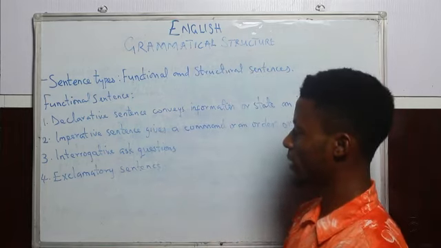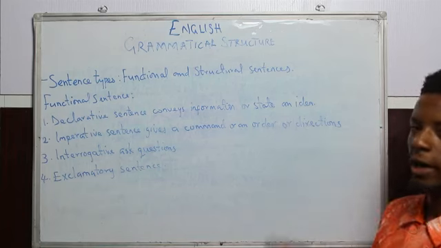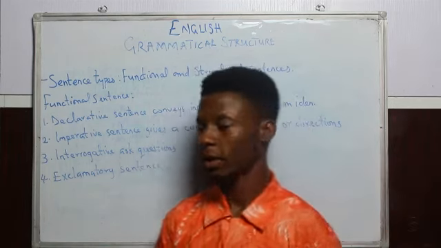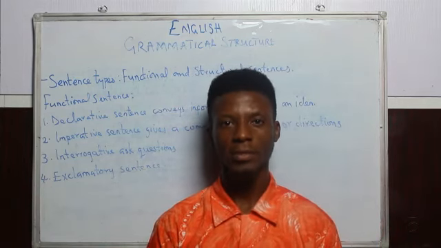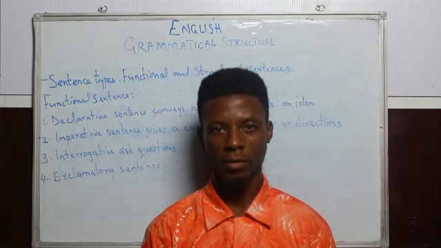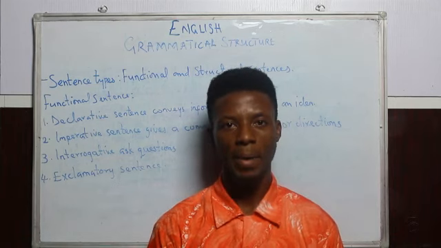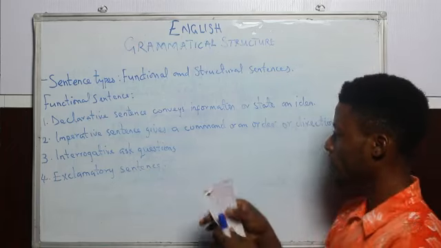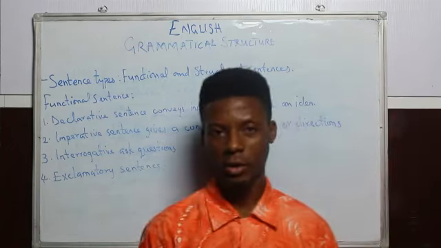The imperative sentence gives a command or an order or a direction. An example of an imperative sentence could be, get out. That is an order. Get out. Sit down there. Get me my pen. It can serve as a command, an order, or a direction.